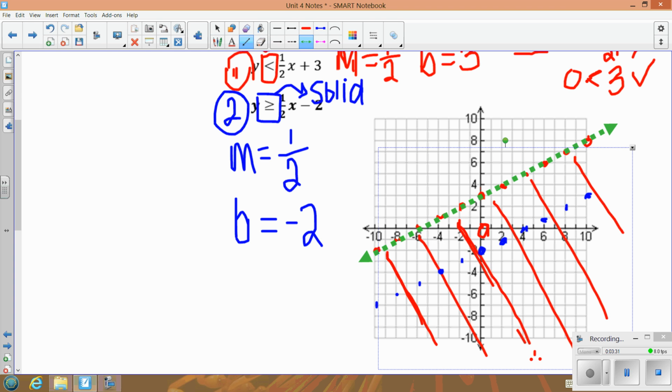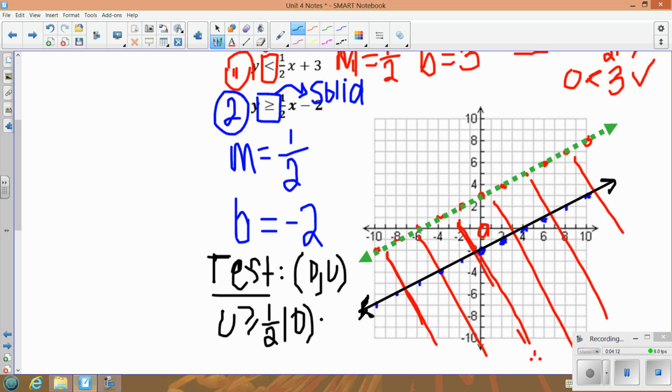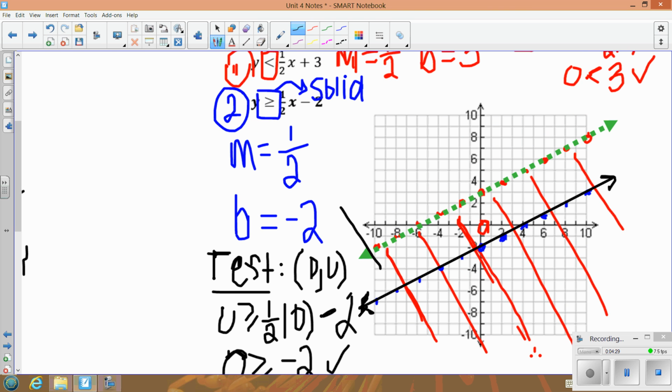Then connect, and make sure that you're using a straight edge to connect these points using a solid line. Make sure that you put arrows on your line, as it does go on forever. And then we have to decide on the shading. Again, I can test the point 0, 0. So I have 0 greater than or equal to 1/2 times 0 minus 2, which represents 0 greater than or equal to -2, which is true. So your shading is going to go over the point 0, 0.